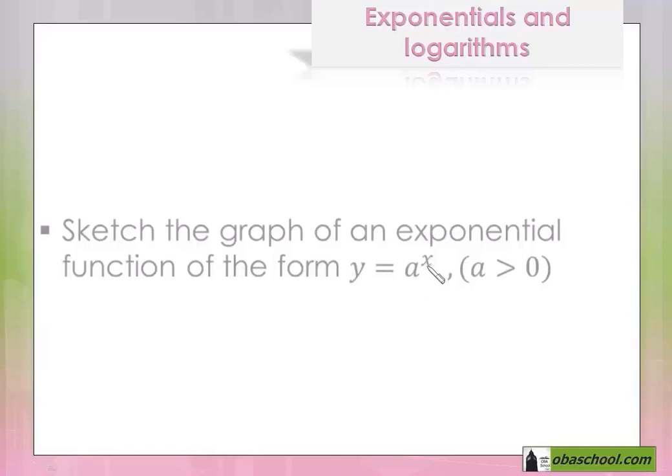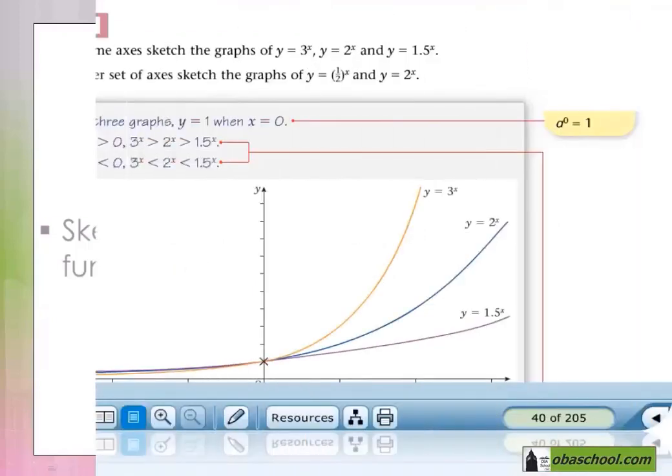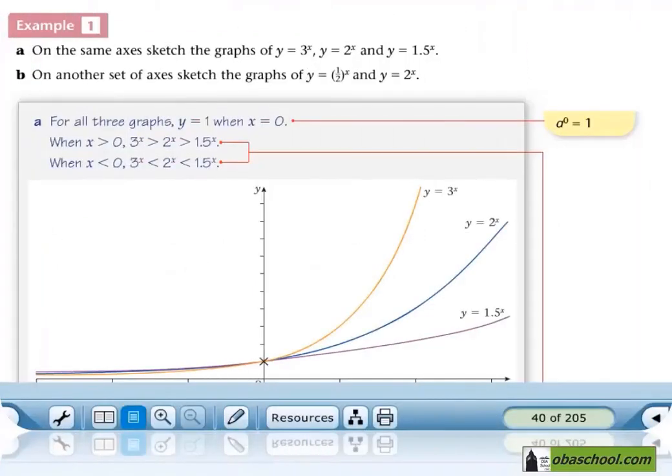In this tutorial, we're going to be working with a new example. So let's go ahead and read the example at first. Here we have part B. On another set of axes, sketch the graphs of y equal to half to the power x and y equal to 2 to the power x.